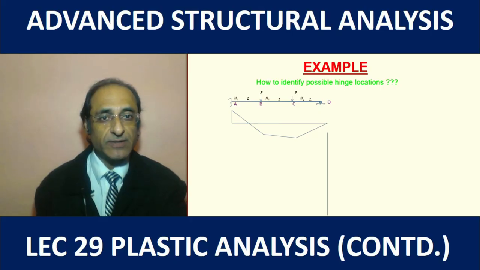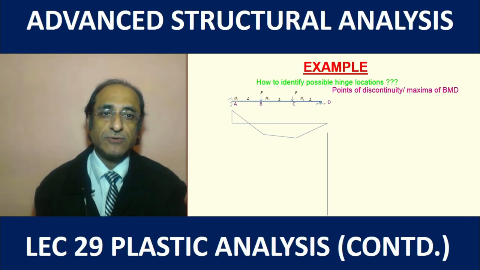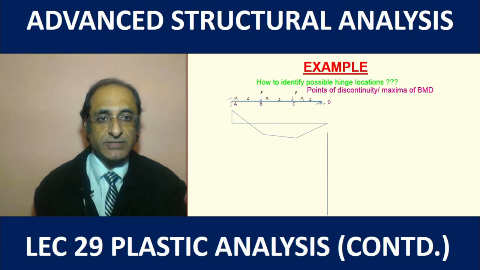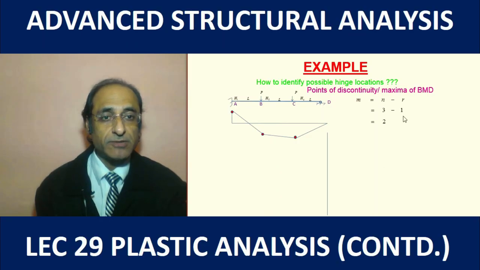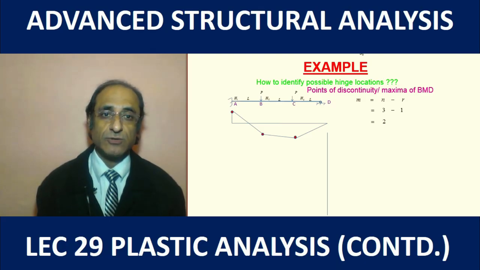So how to identify the possible hinge locations? Basically the points of discontinuity and the points of maximum bending moment in the diagram are the possible hinge locations. So we have here 3 possible hinge locations where hinges can form: one at the support, one under the load P at point B, and the other under load P at point C. So here n is 3, and because the degree of indeterminacy is 1, this equation tells us that there are two possible mechanisms.